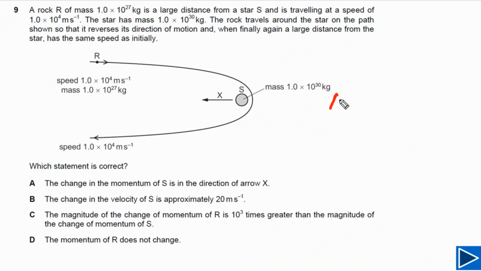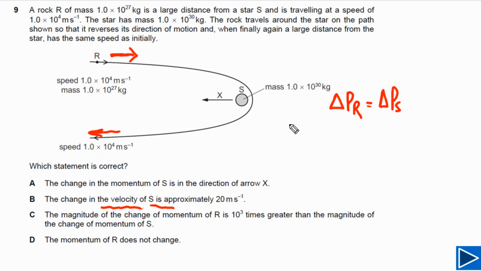We have already discussed that the magnitude of change in momentum for the rock and the magnitude of change in momentum for the star are the same. Now we simply need to calculate the change in momentum. First of all, let's find the change in momentum for the rock. As you can see here, at this point the rock is moving to the right and here the rock is moving to the left.